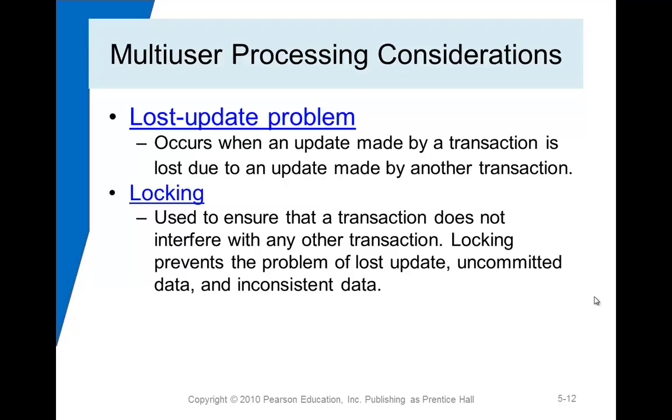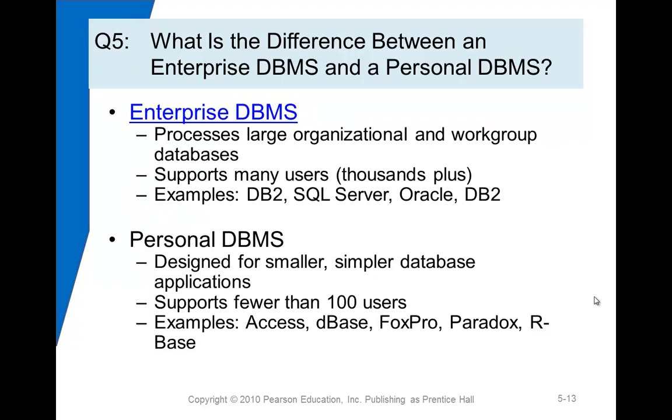A way to protect from that is to lock the record. That way, if one person has the record open, no one else can open that record. And that makes sure that one person or one transaction can't interfere. The only problem is that sometimes people want to go in and look at a record, and they find out from the system that it's locked.